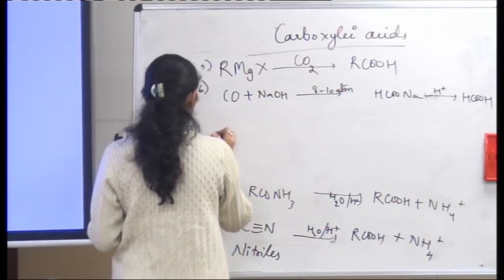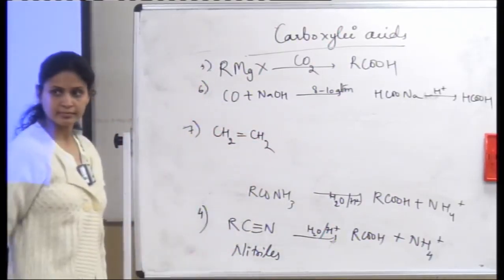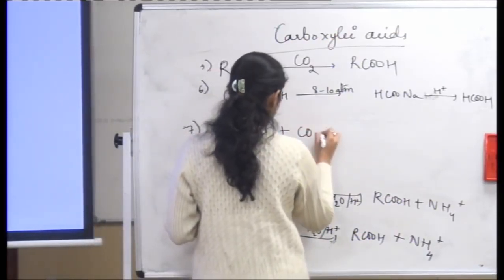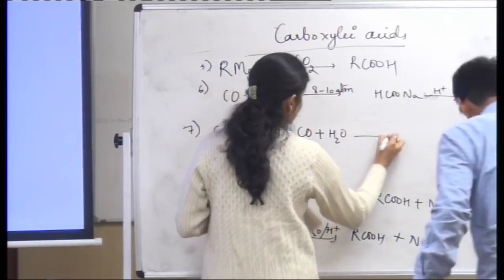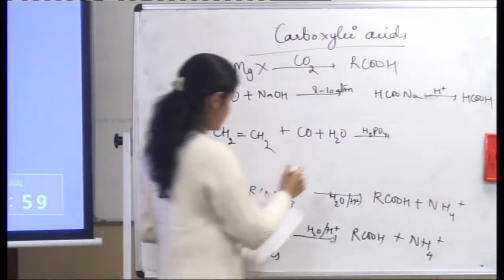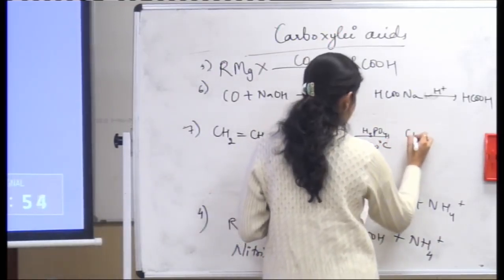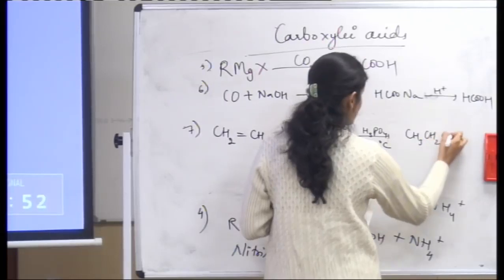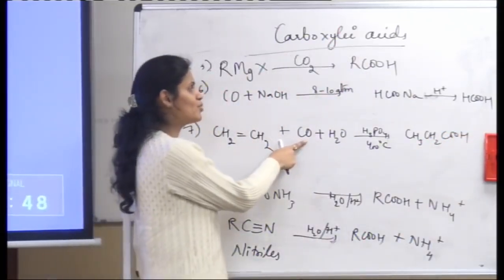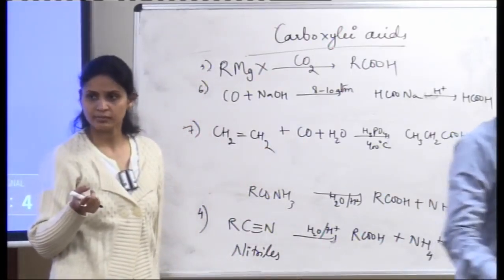Another reaction uses alkenes, right? If I take an alkene and add CO and H2O to it using phosphoric acid at high temperature, it would give CH3CH2COOH. So basically the use of the carbon monoxide molecule is to add the carboxylic group, right?